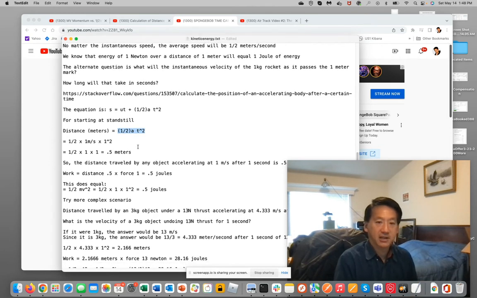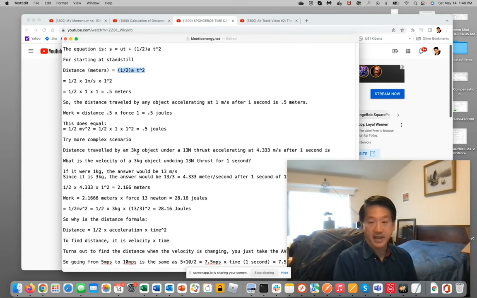So in order to figure this out for our simple scenario where we have 1 kilogram being accelerated with 1 Newton for 1 second, you would put in 1/2 times 1 meters per second squared times 1 second squared. And if we do that, we come up with half a meter. Okay, so this is how far a 1 kilogram weight accelerated by 1 Newton force will get after 1 second. It will only be able to get half a meter, not the meter that I was originally thinking.